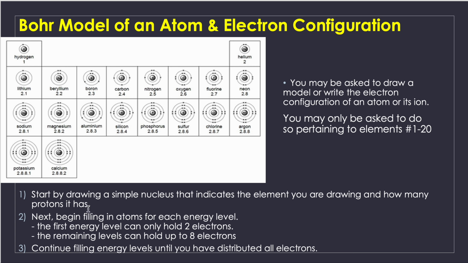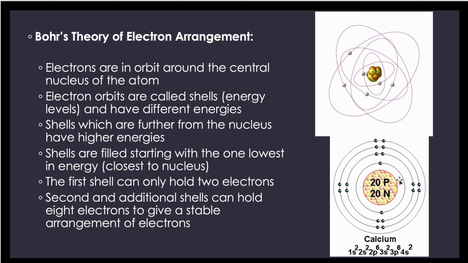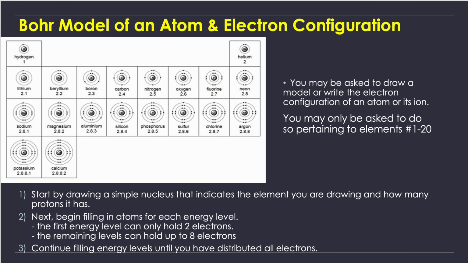So what do you do? The first thing that you have to do is draw a simple nucleus, as the one that we have right here, indicating the number of protons. The neutrons are optional if you're being asked, but essentially you need to include the number of protons because that's what's going to tell you the atom we're talking about.